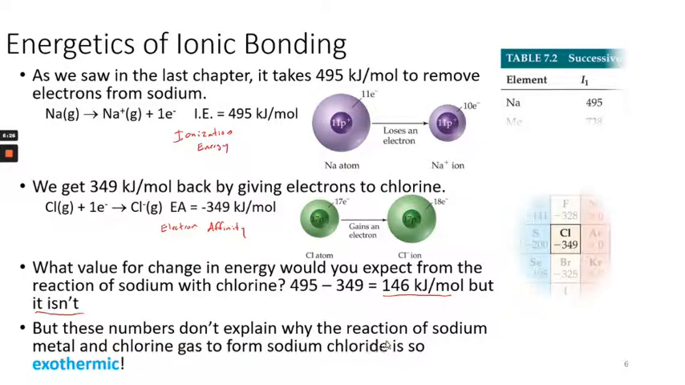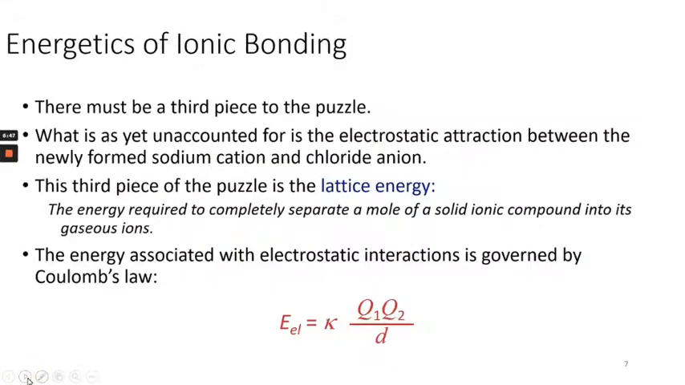These numbers do not explain why the reaction between sodium metal and chlorine gas, when they form sodium chloride, is extremely exothermic. Extremely. If it's extremely exothermic, it would be negative. This number is a small positive. So there's something else going on here. So there must be a third piece of the puzzle, and we've already kind of mentioned it. It's the attraction between the ions.